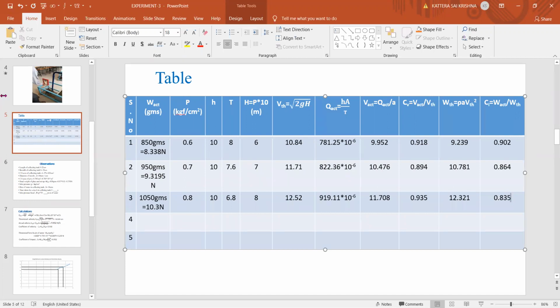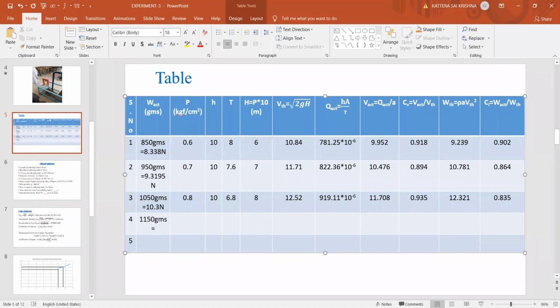Next, L13 Sairam. Yes, sir. So what will we get here? Can you guess what we will get in the next one? 1050 plus 100, sir, so 1150 grams. In newtons, you tell. First convert grams into kgs, then multiply by 9.81. 11.28, sir. 11.28 Newton.